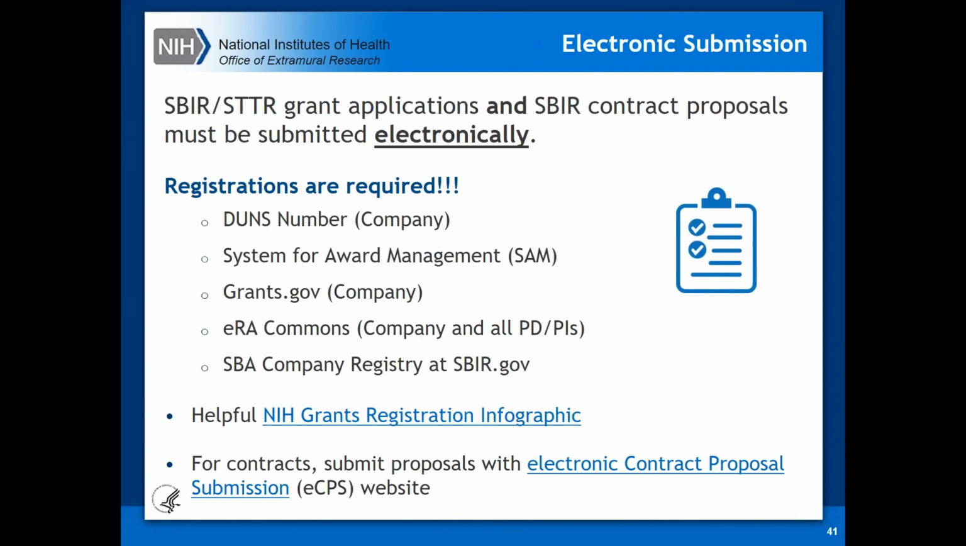NIH has gone electronic, so grant applications and SBIR contract proposals must be submitted electronically now. I think I noted in the very beginning, registrations are required. There are 5 of them, and these can take up to 6 to 8 weeks, so it's best to start those early. As you can see, you need a DUNS number. You need to get into the System for Award Management, that's sam.gov. Grants.gov, you need to register with that. eRA Commons, which a company and all the PDs and PIs need to register. And the SBA company registry at sbir.gov. There are also some helpful NIH grants registration infographics available if you click on the link here. And please note, for contracts, you would submit proposals through the electronic contract proposal submission website, which is also a link provided in these slides. Okay, next.